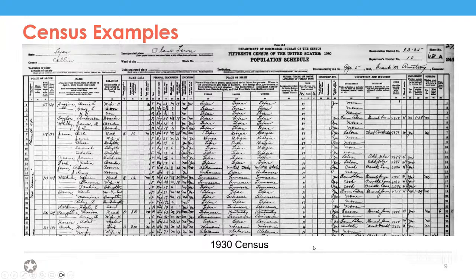And then we get to our 1930 census, a lot more information and a lot more detail. We've got your relationship to the head of house listed out here. We've got all sorts of personal description information in there, places of birth for both the person and their parents, if they had any foreign language, occupations, employment, whether or not they're veterans. So a lot more detail in that.